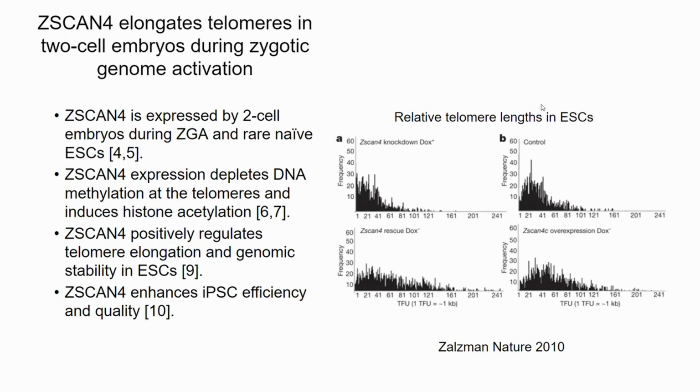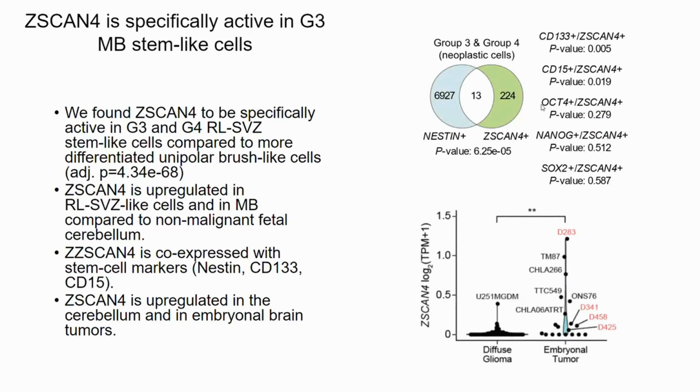ZSCAN4 is expressed during early embryonic development, during zygotic genome activation. During that process, it decondenses telomeric heterochromatin, allowing for a transient ALT-like process to take place. And for transient telomere repair, it positively regulates telomere elongation in developing embryos. It's added to Yamanaka factors when you want to make iPS cells because it enhances the efficiency and stability of the process. In our data, it co-expresses with stem cell markers like Nestin and CD15. It's upregulated in embryonal tumors compared to diffuse gliomas.